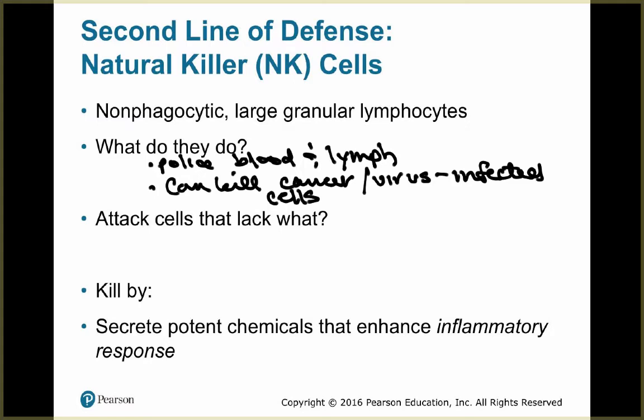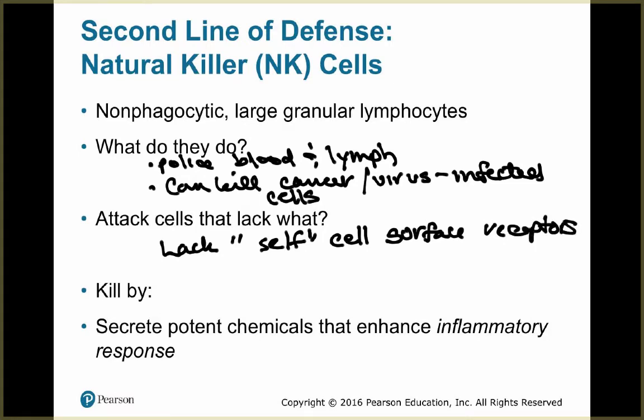So they're just really good at recognizing those. They can attack cells that lack these basically cell surface receptors. And basically they kill by inducing apoptosis. And if you remember, apoptosis is basically programmed cell death. And so they induce apoptosis in both cancer and virus-infected cells.